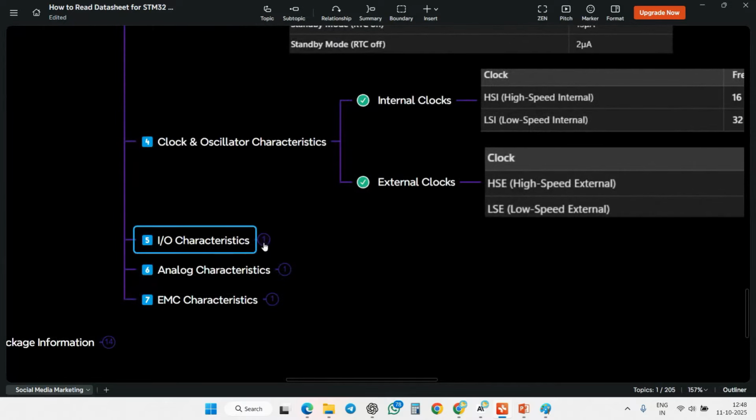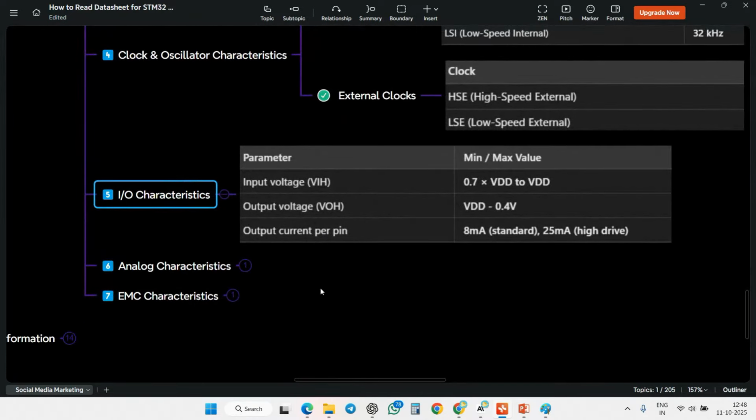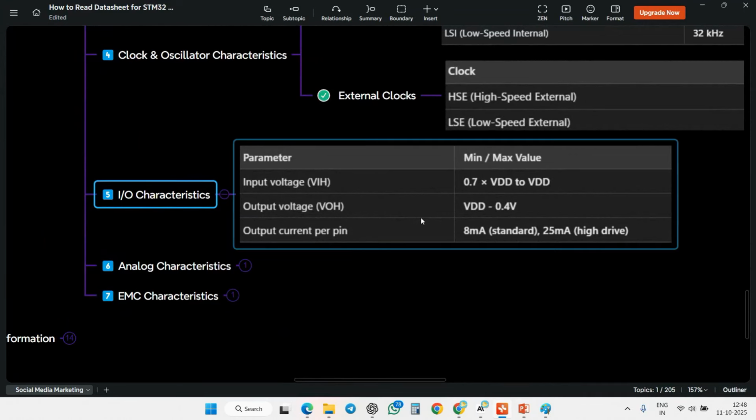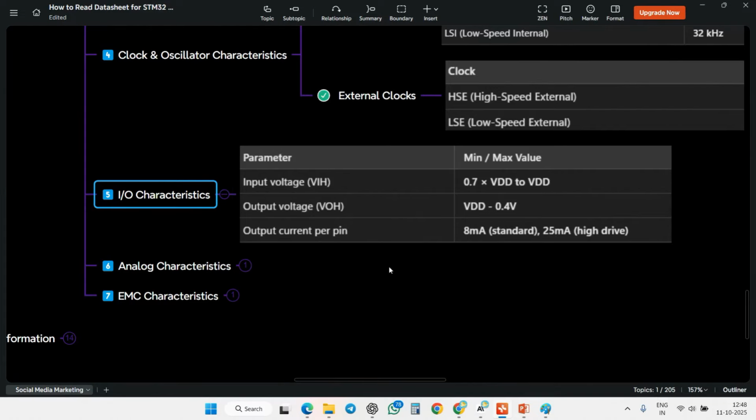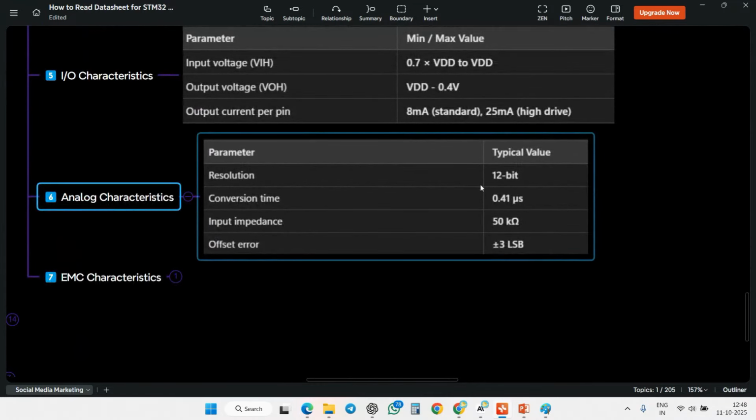And input characteristics, we have already discussed all of this. That's what I'm simply telling here. Depending on that, it is going to vary. Standard drive is 8 megahertz microamps, and high drive you can give 25 microamps. Analog characteristics: the resolution is 12 bits, and the conversion rate is 0.41 microseconds.